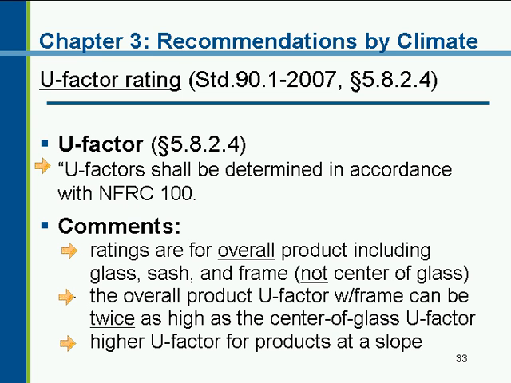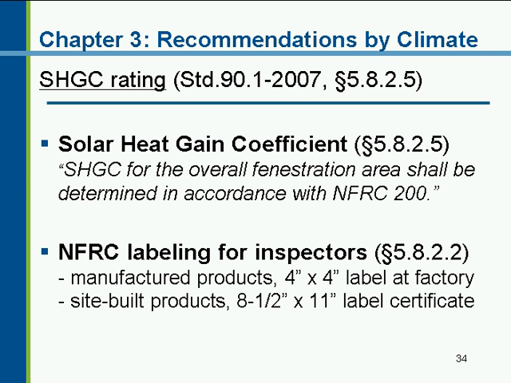There also are higher U factors for products that are at a slope, like if you have any atrium or slope skylights. For solar heat gain coefficient, also to be determined in accordance with NFRC 200, I've given you the section references in ASHRAE Standard 90.1, for example 5.8.2.5, so you can refer back to that document if you want more details.